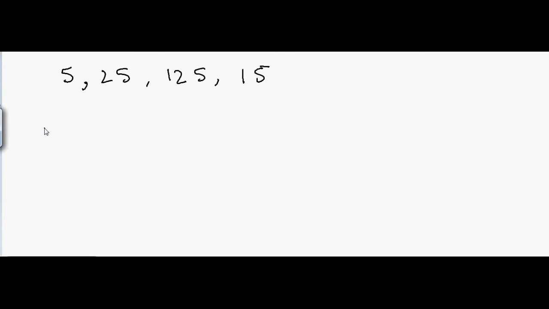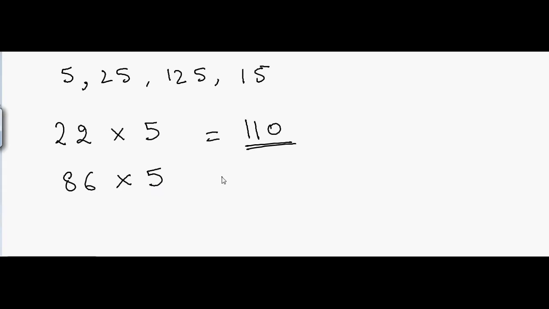So let's do the first, multiply by 5. Suppose I have a number 22 and I want to multiply it by 5. All I have to do is divide 22 by 2, that will be 11, and then put a 0 in the end. So that will be my answer. Again, let's say I have 86 and I want to multiply it by 5. All I will do is 86 divided by 2, that is equal to 43, and then put 0 in the end, so that will be 430.